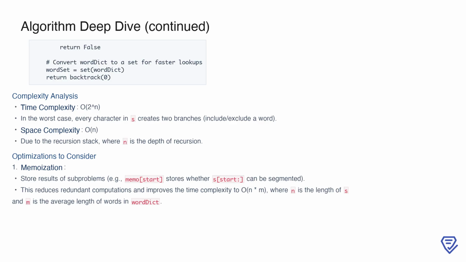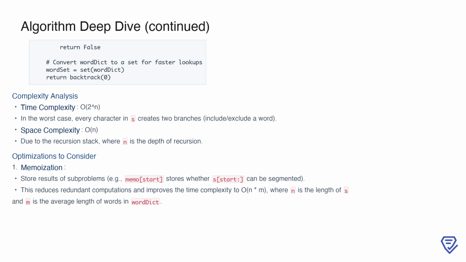To optimize lookups, we convert word_dict into a set at the start of the function. The final result is determined by calling backtrack with the starting index set to 0. Analyzing the complexity, the time complexity is 2^n in the worst case, as each character in the string can create two branches, representing whether a word is included or excluded. The space complexity is O(n), which arises from the depth of the recursion stack.